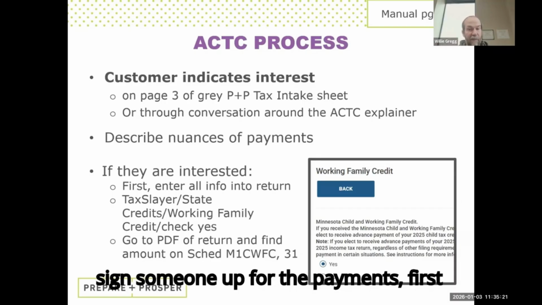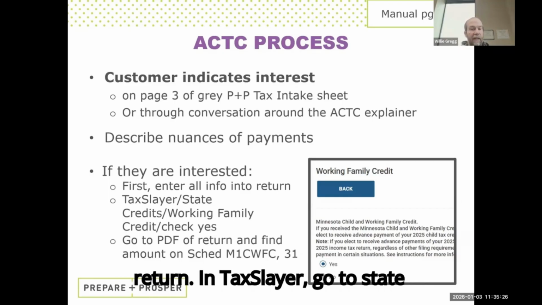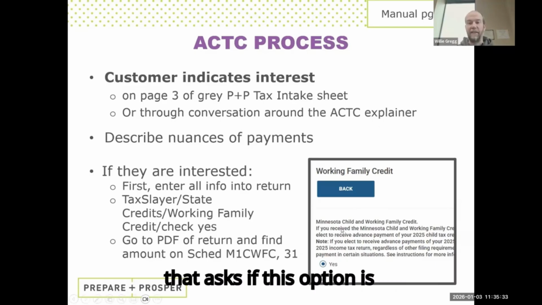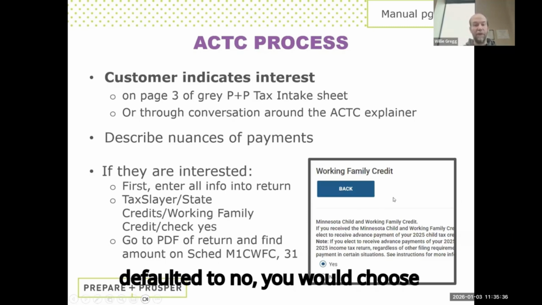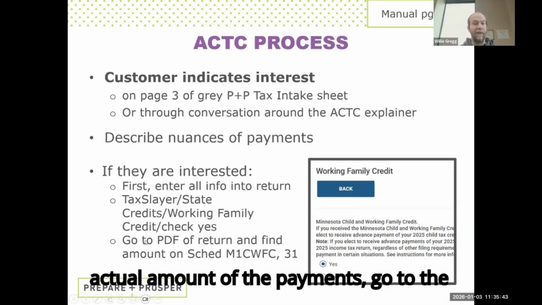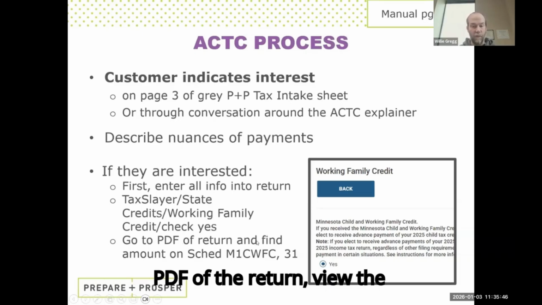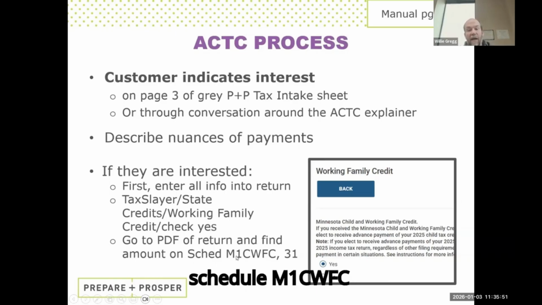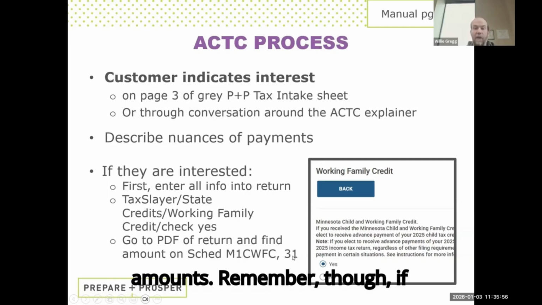And to sign someone up for the payments, you enter all the information of the return. In TaxSlayer, go to state credits, to working family credit, and then there's a box that asks if this option is defaulted to no, you would choose yes. To then find the actual amount of the payments, go to the PDF of the return, view the return itself, and scroll down to schedule M1CWFC line 31 to see the actual amounts.